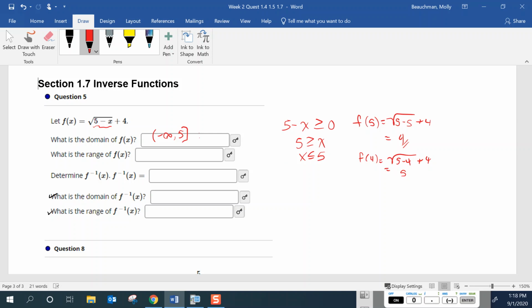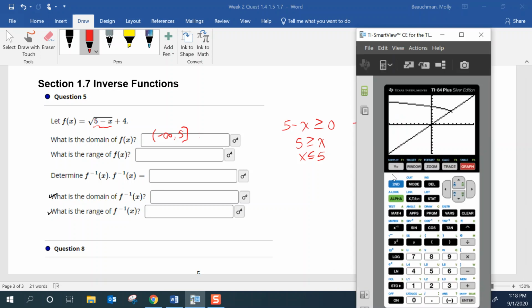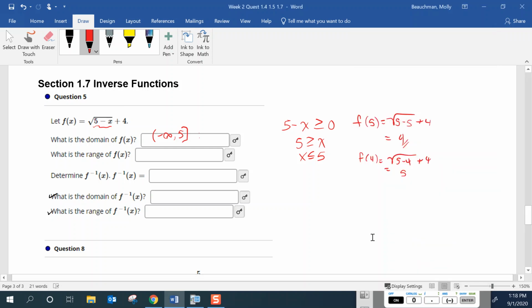Another way to think about it is to graph the function. So let me get a graphing calculator. Go to y equals, and type in the square root of 5 minus x, plus 4. Graph the function. I've also got the line y equals x in there because we have to find the inverse. So our point for the range is 4, and then it increases. So the range is from 4 to positive infinity.